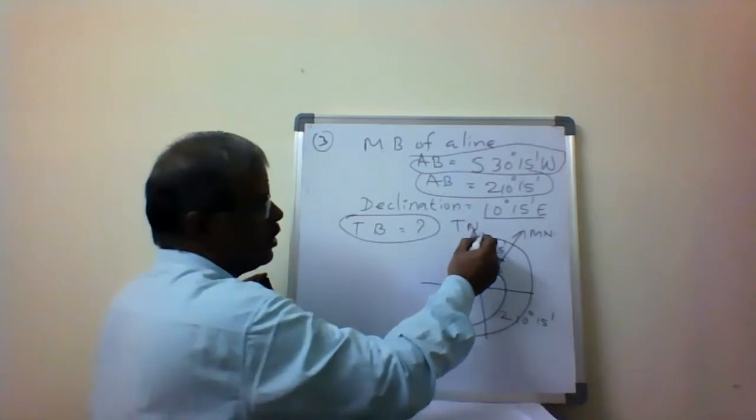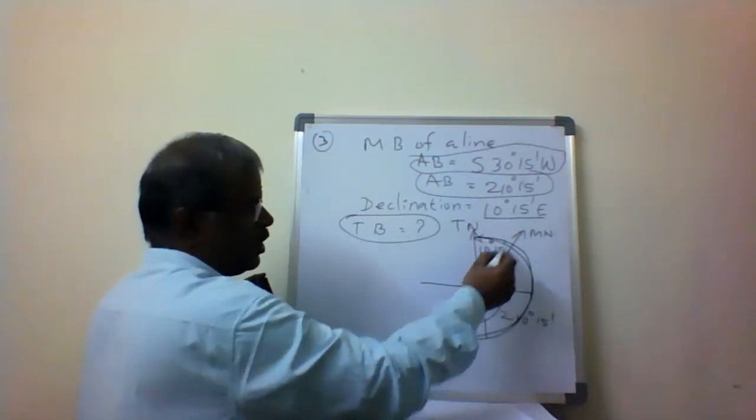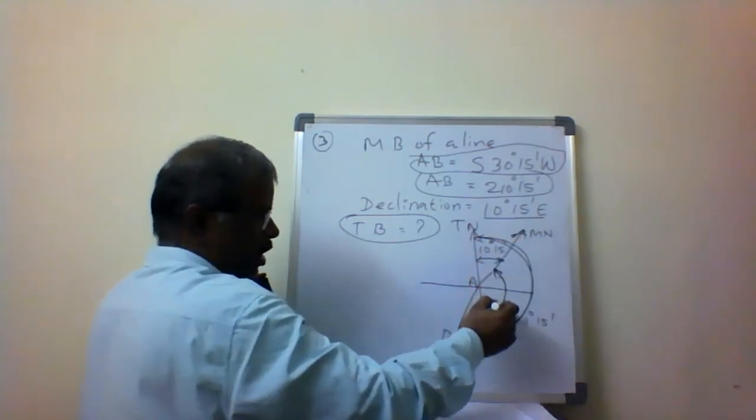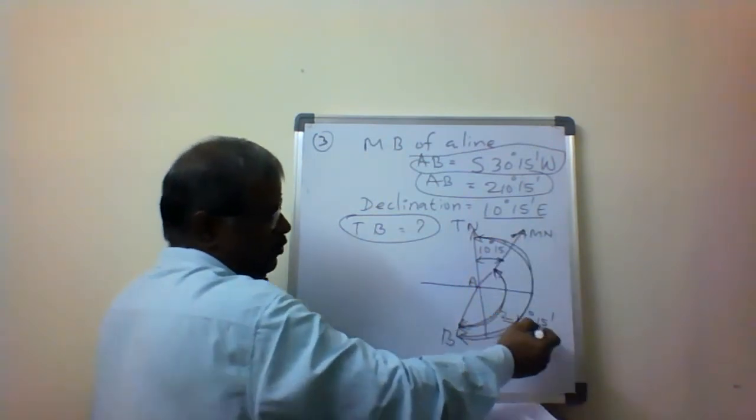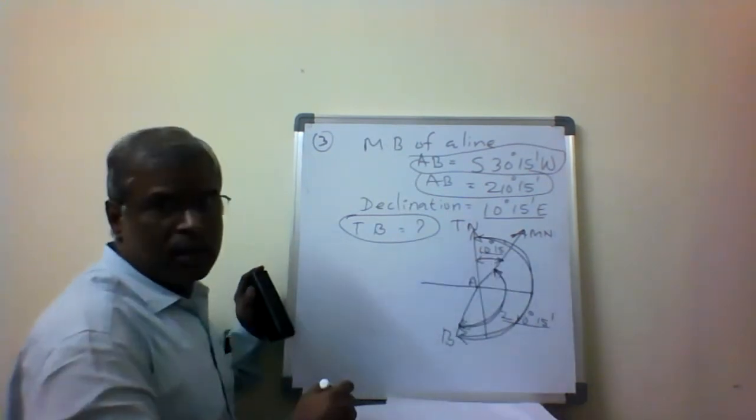Line AB. True bearing is measured from true north. This is your magnetic north. From the magnetic north, I am going to be measuring the magnetic bearing. 210 degrees 15 minutes is the magnetic bearing, and 10 degrees 15 minutes is your declination.